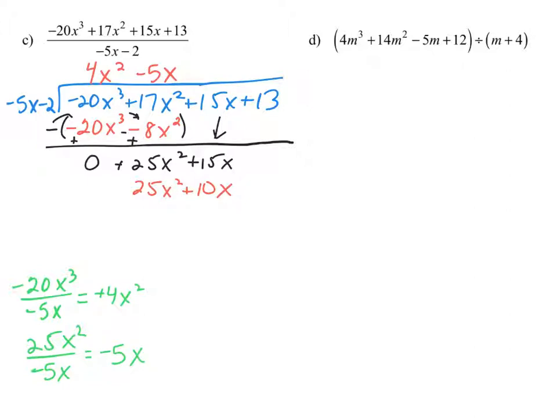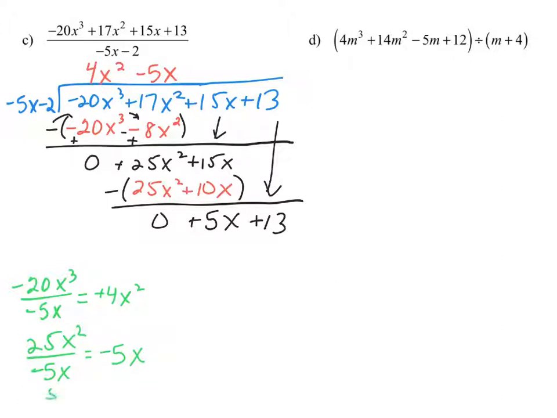And now we're going to subtract this entire quantity. So 25x squared minus 25x squared is 0. 15x minus a positive 10x is plus 5x, and we're going to bring down the 13. Okay, now we look at the first term of positive 5x, and we're going to divide that by the negative 5x, and that goes in negative 1 times. So the minus 1 we put above the line in the division setup.